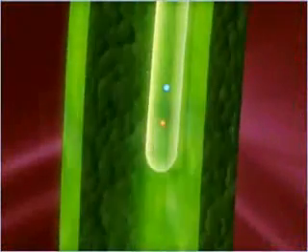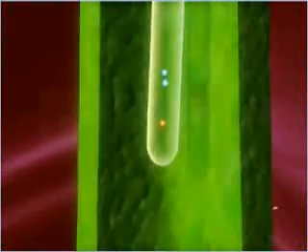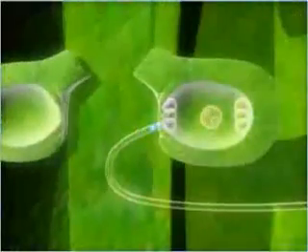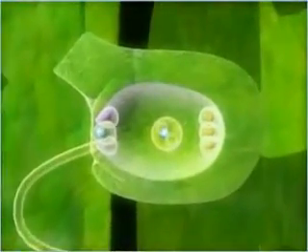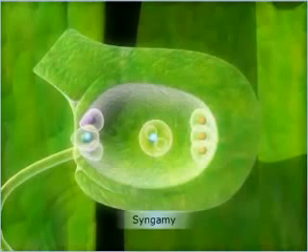It may be interesting to learn that fertilization in plants is known as double fertilization, as two fusions occur in the embryo sac instead of one. These fusions are called syngamy and triple fusion.